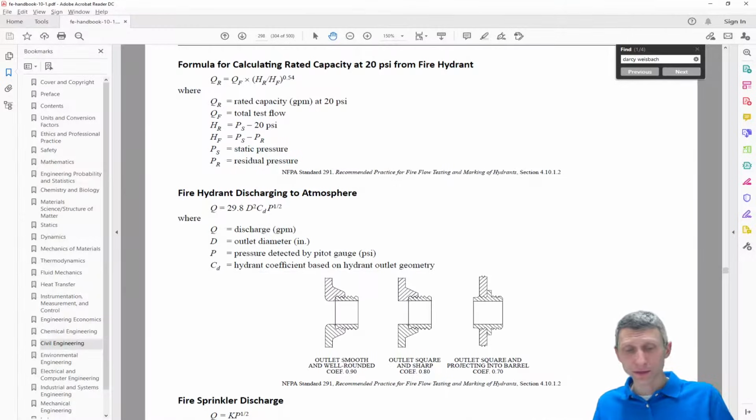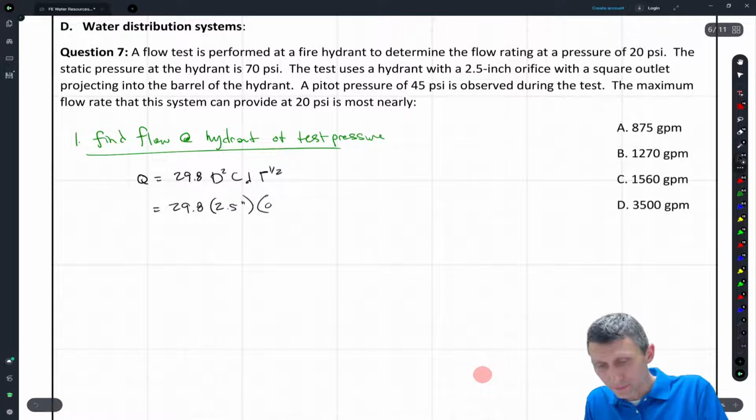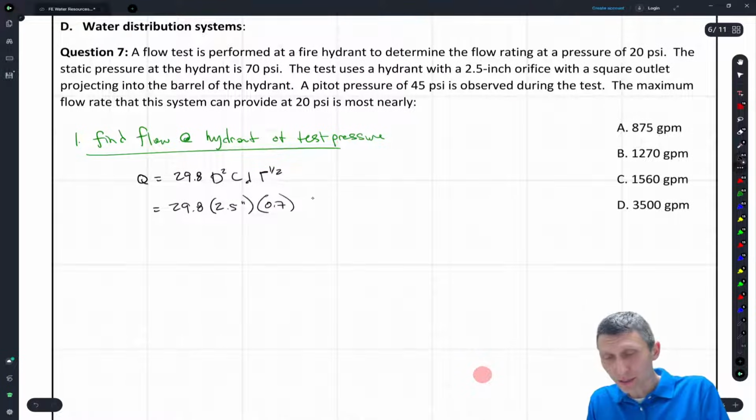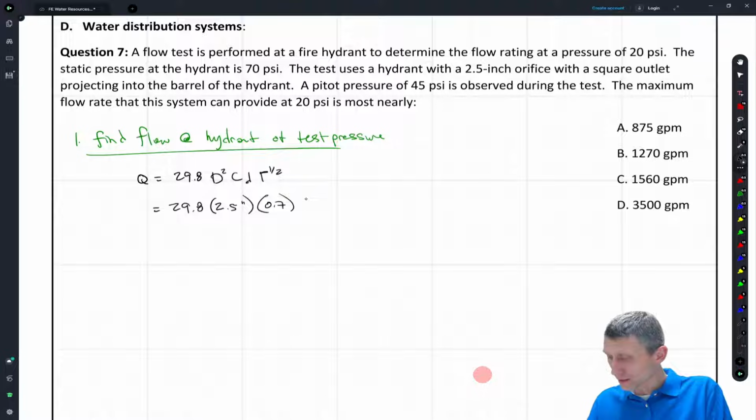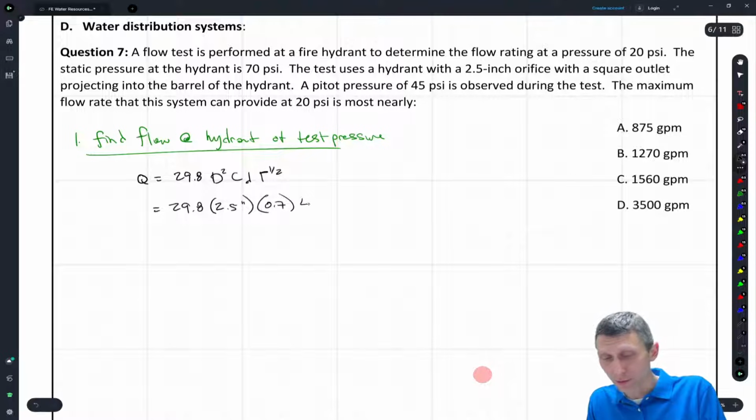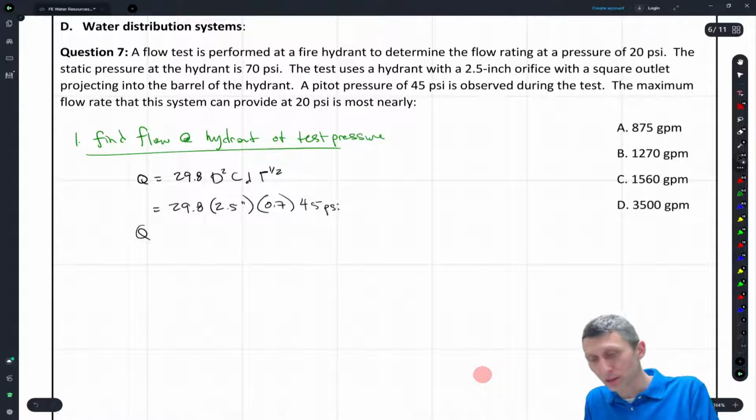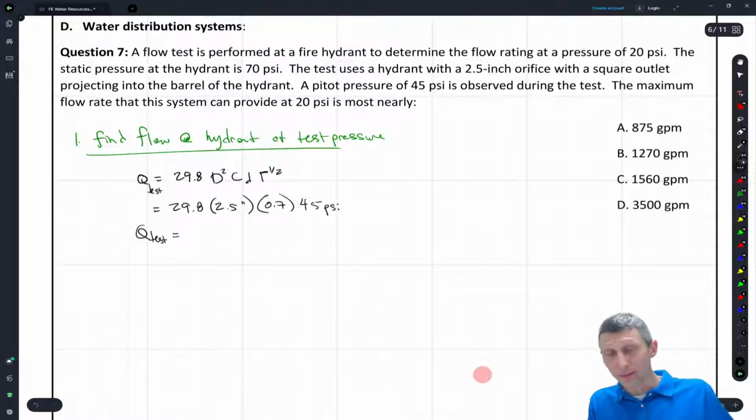If we come back over here, we have a square outlet projecting into the barrel, so that's going to be our 0.7. Then 0.7 times our P, which is our pressure detected by the pitot gauge. A pitot pressure of 45 psi is what we're going to use. So our flow at the test pressure, our Q test, is going to be some value.